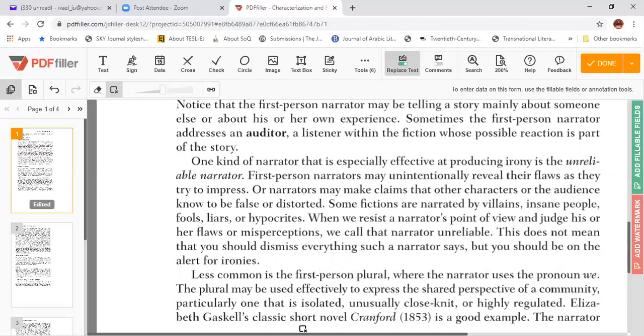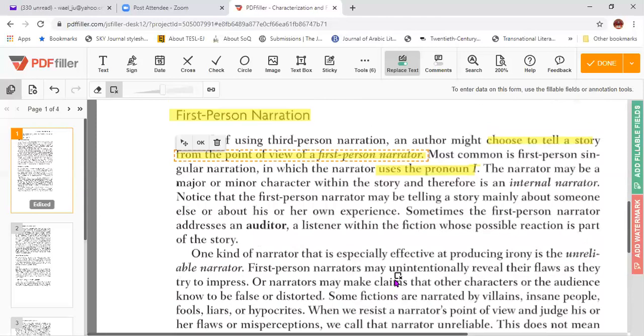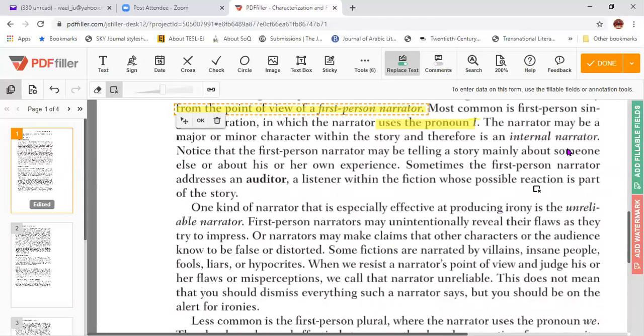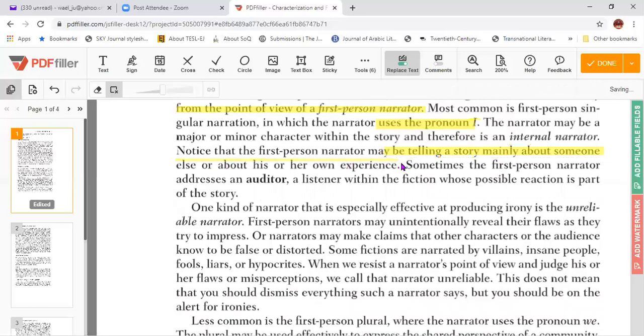alert for ironies. Okay, now, as we said, because this kind of narrator tells the story from his or her own point of view, notice that the first person narrator may be telling the story mainly about someone else or about his or her own experience.